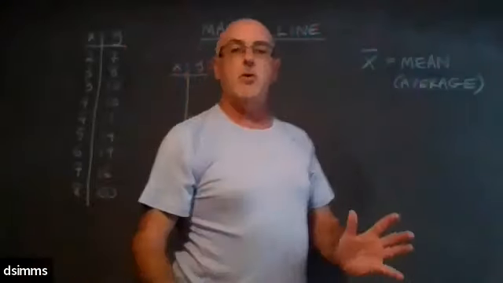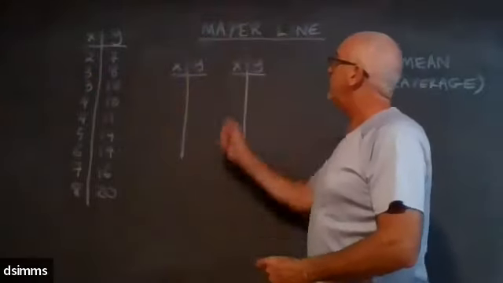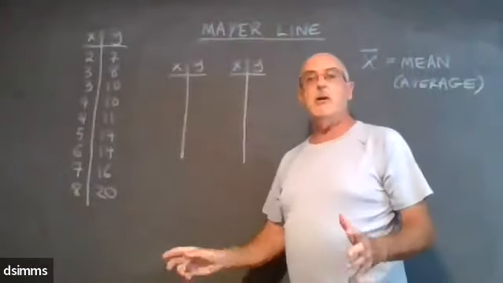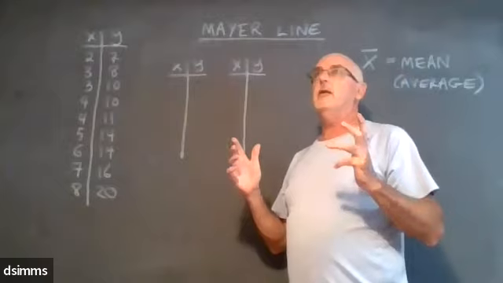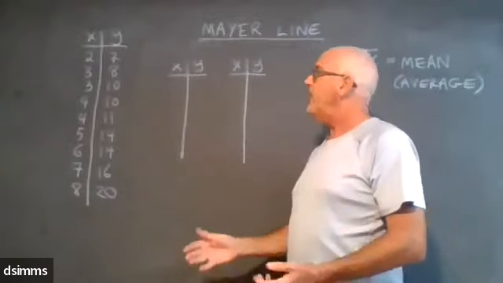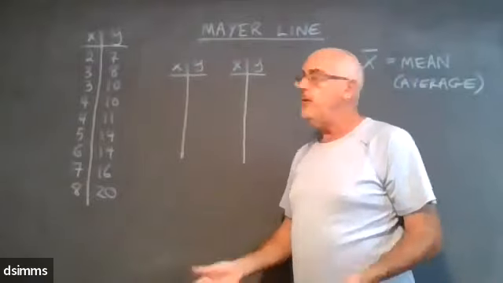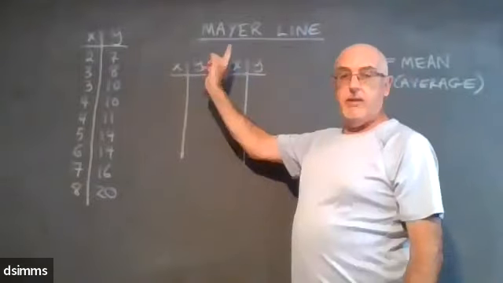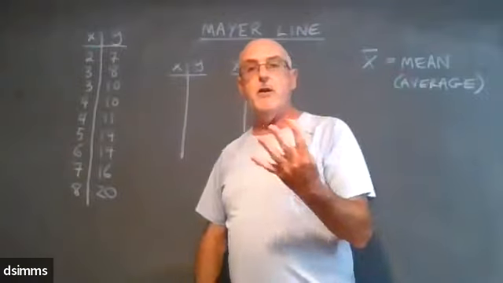Okay, so what we are recording is an example of how to find the equation of the line in a correlation situation, also known as the regression line, using the Meyer line method. So there are 4 methods for finding the equation of the line.